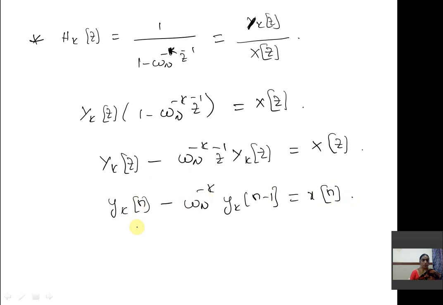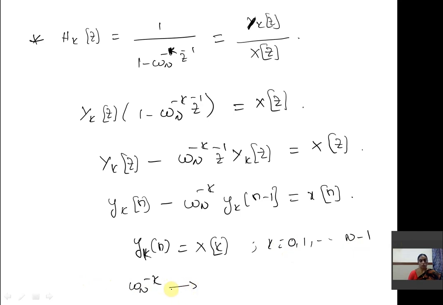Okay, so now here the desired output y_k(n), what is the desired output? y_k(n) is X of k, where k is 0, 1 and so on up to N minus 1. What is y_k(n) here? That is our X of k. So here k is 0 to N minus 1. To perform this computation, the phase factors W_N to the power minus k can be computed and also stored. So first find out this W_N to the power minus k, and then by using this you can develop this X of k.